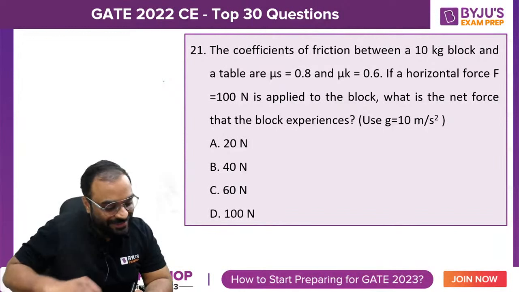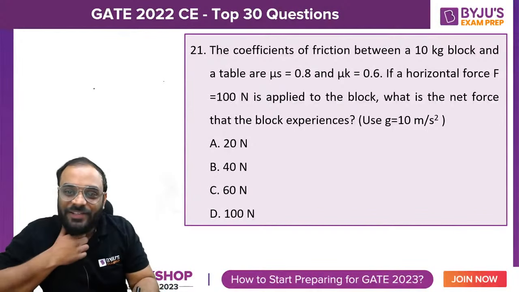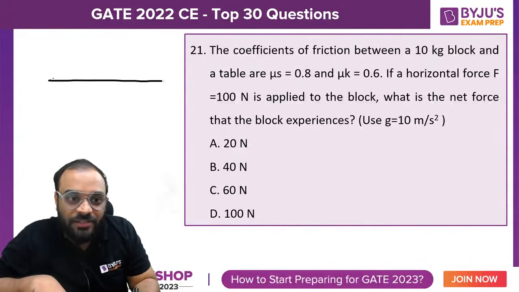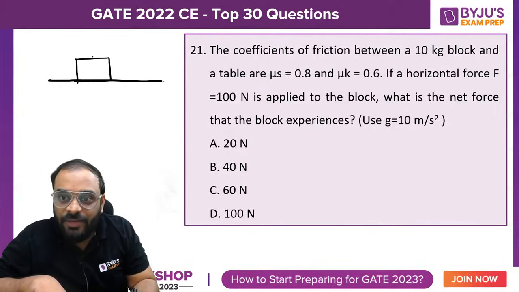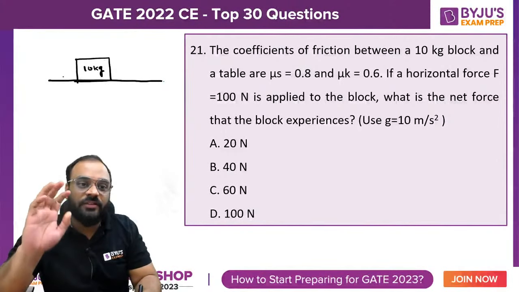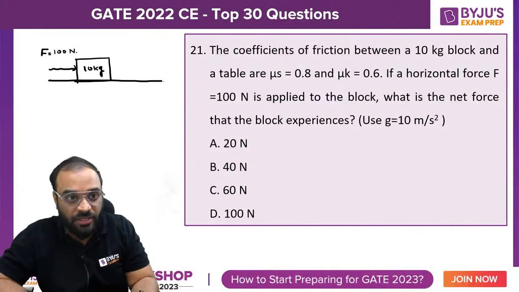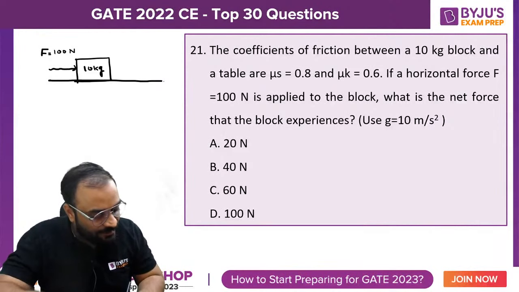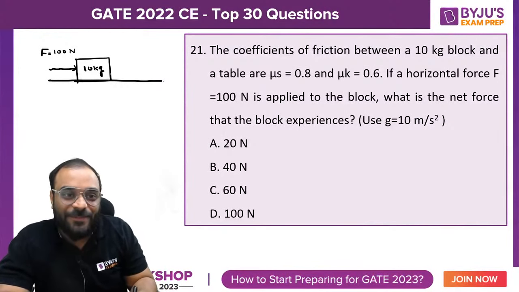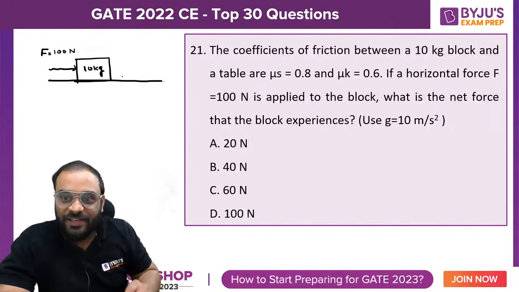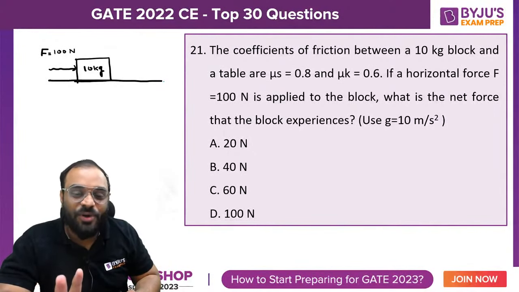Okay, चलिए. Okay guys, so let me solve this particular problem, right? So this is our surface, and this is the block which has a mass of 10 kg. Now we are trying to apply a force in this particular direction, that is basically 100 kilonewton. Oh, sorry, 100 Newton, right? Okay. Now you need to understand, guys, what is the net force that the block experiences.